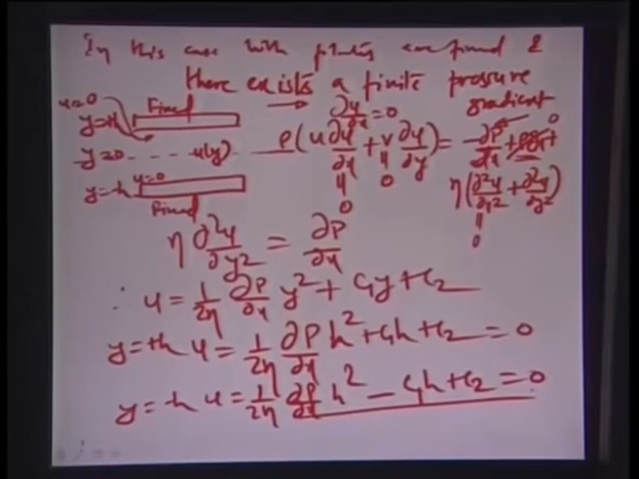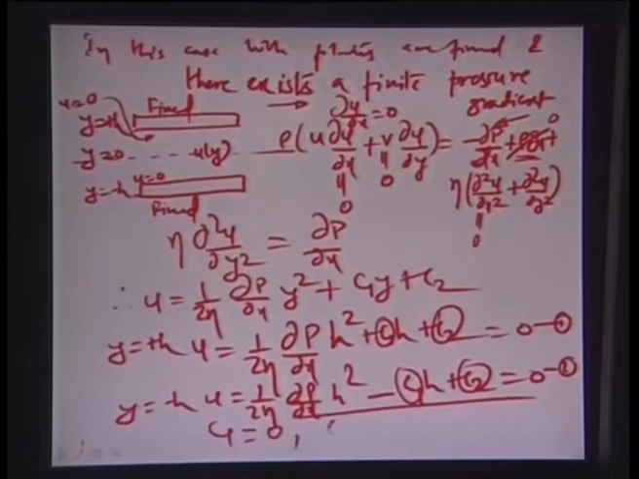So you have to decipher what C1 and C2 are in this particular case. From these two equations, you essentially have two unknowns and two different equations. So it's a set of linear equations and you can solve them to find C1, C2. In this case, C1 comes out to be equal to 0 and C2 comes out to be equal to minus 1 by 2 eta, del p by del x, h square by 2.